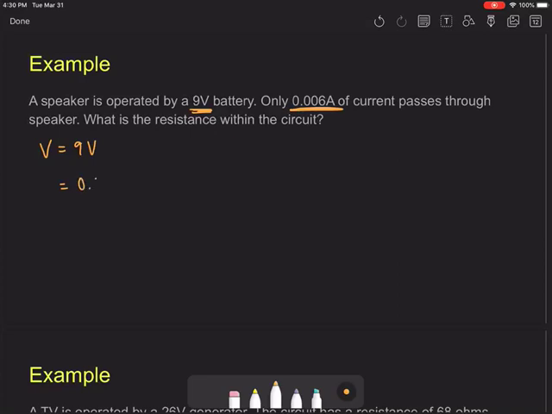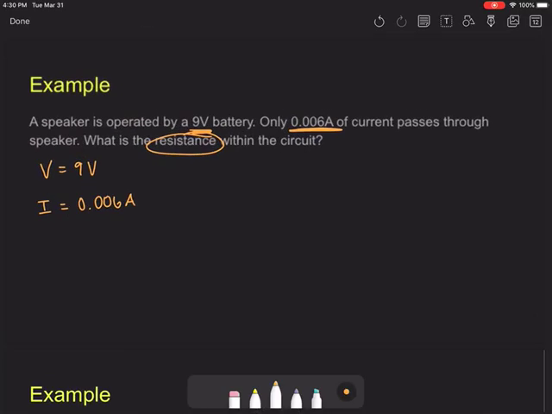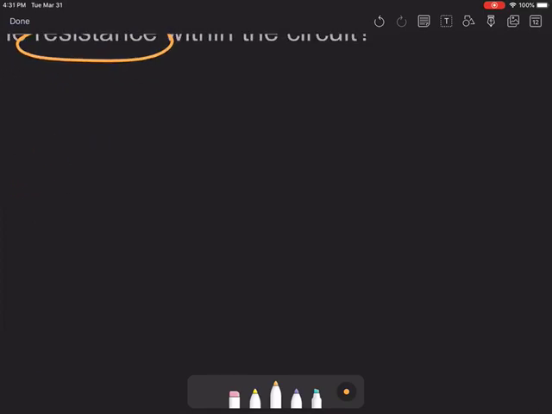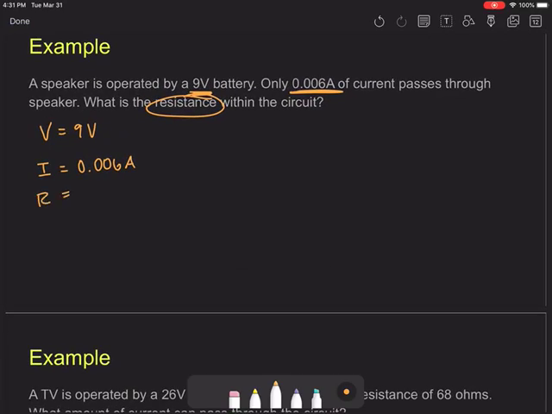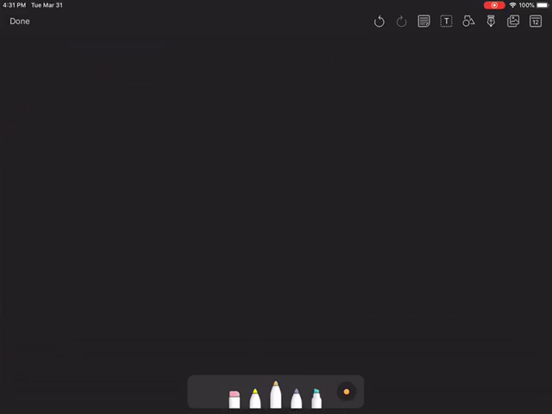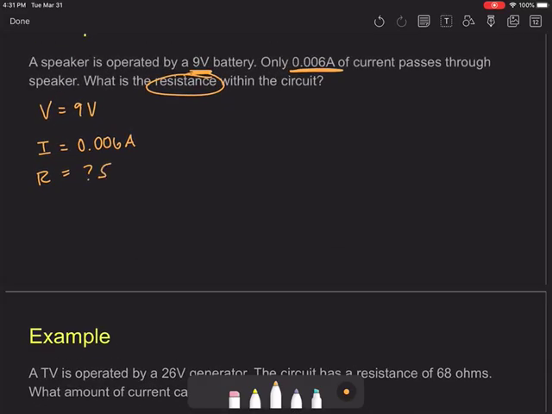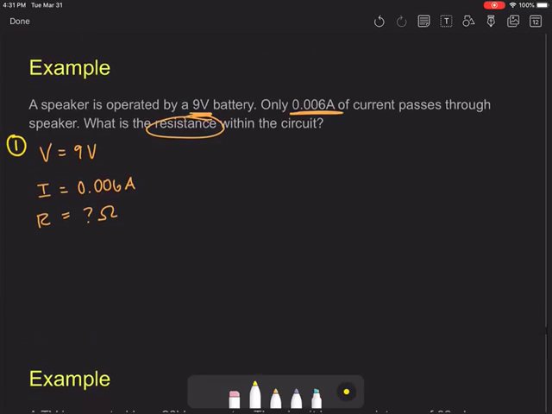Next we have 0.006 amps. Okay. We know that our current is measured in amps, which means my current is represented by the letter I, so I is 0.006 amps, and we're looking for my resistance. So my resistance, R, is some value, and my unit's going to be ohms. So again, remember, that's my step 1. I am writing out everything I know and everything I want to find.